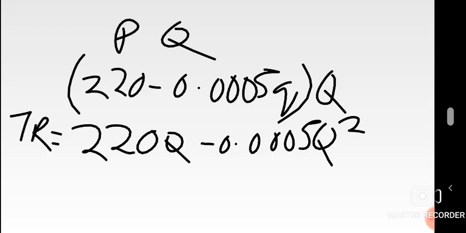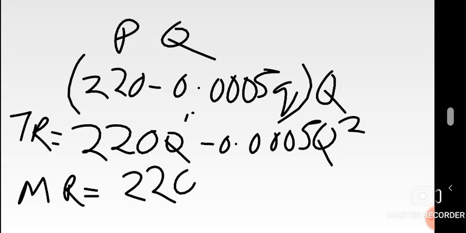Now, what about marginal revenue? Marginal revenue is the first derivative. How do you differentiate? You can use the power rule: this Q is as good as Q to the power 1, so in differentiation you just subtract 1 from the power, and it becomes 220. For this side as well, you drop the power 2, multiply it by the coefficient, and subtract 1 from the power. That's the rule of differentiation.